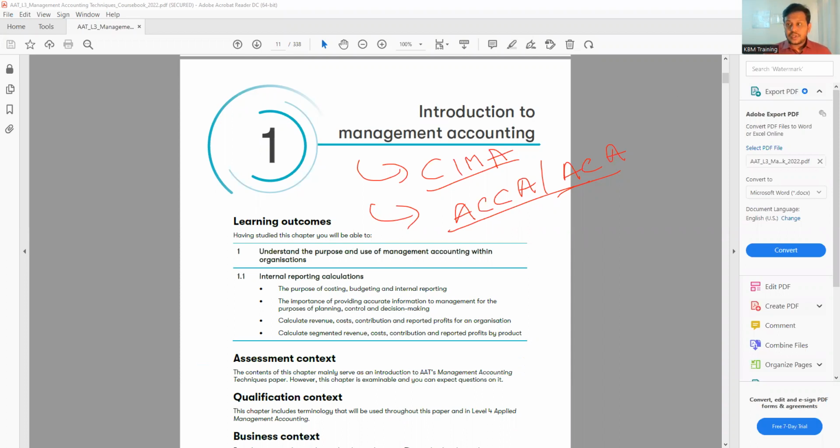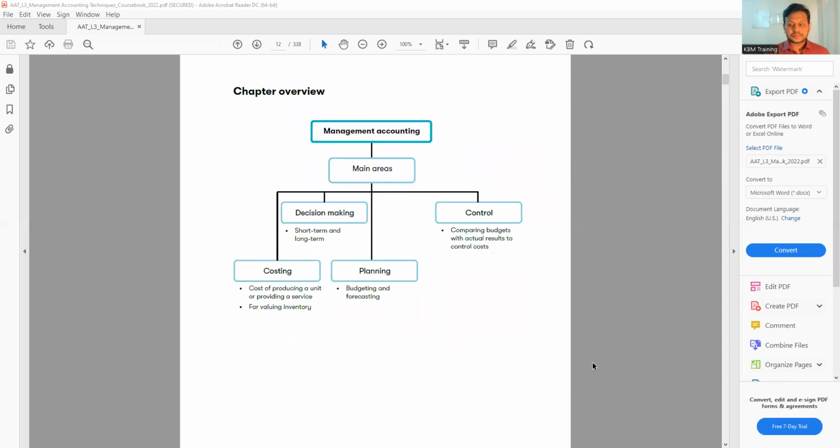All right, let's move on to have a look at the chapter overview. In the chapter overview, you can see the main areas of management accounting. We have decision making. As I said, it will help you take decisions. We have short-term decisions and long-term decisions.